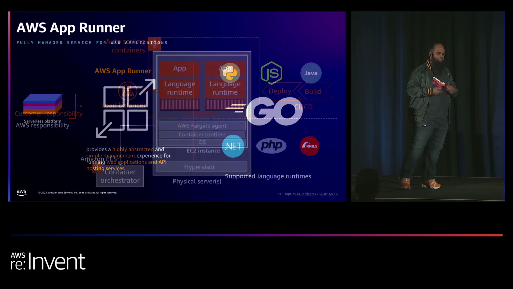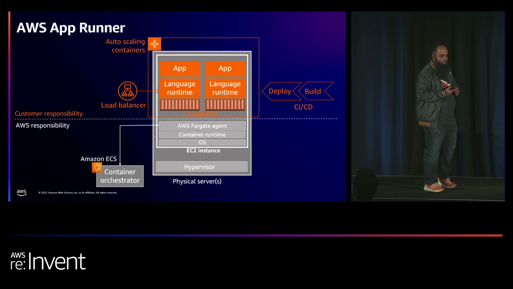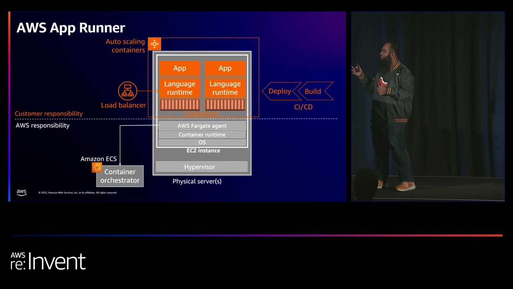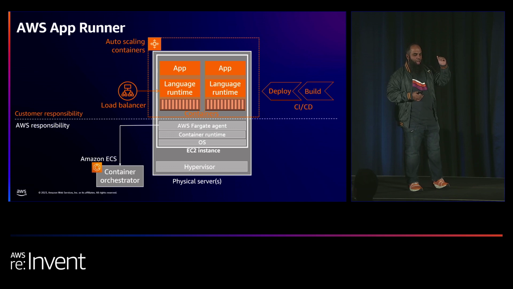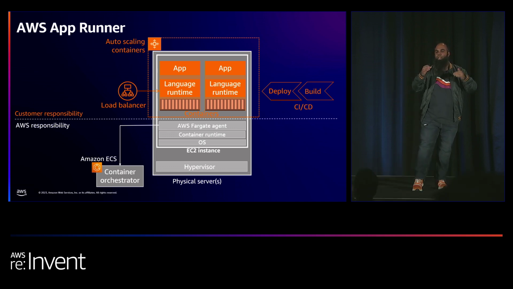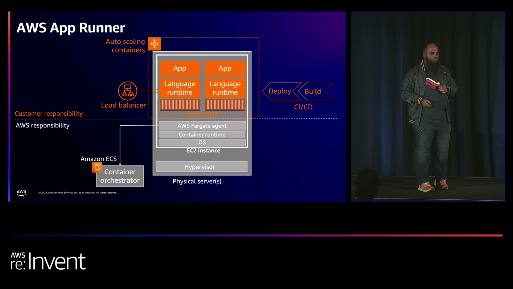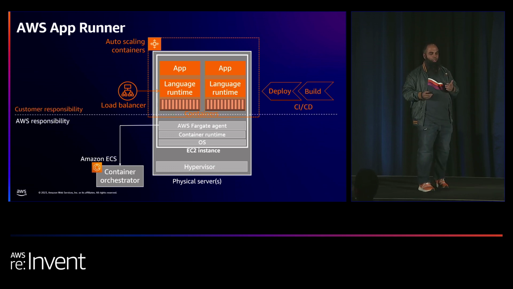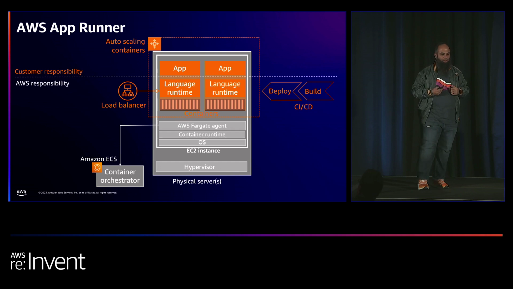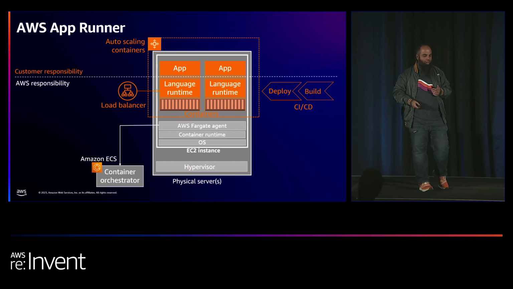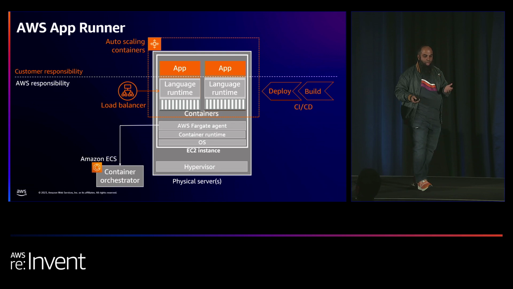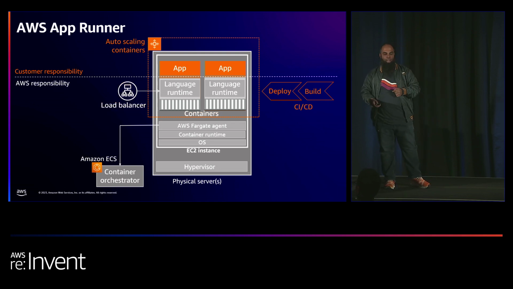And from a technical perspective, this is how it works. For example, let's say you are in the container ecosystem and you have been using something like Fargate on AWS. This is what it would look like from a management perspective, where we manage the Fargate agent and everything below that, all the way down to the hypervisor and then below to the data center. Now, when it goes to App Runner, the responsibility actually grows. From an AWS perspective, we take care of the load balancer, we take care of the language runtime, we take care of the deployment side of things, and all you have to do is manage the application code.